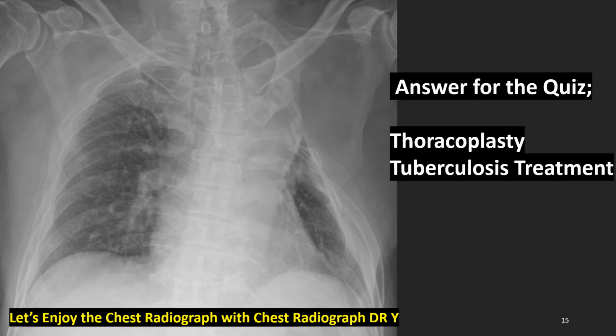Yes, we learned about large cell lung cancer. And let's go to the answer for the quiz. What is the name of the procedure? Yes, it's thoracoplasty. What for? Tuberculosis, treatment of tuberculosis. When we were poor in medicine, with no medicine for tuberculosis patients, we had such an operation as a treatment. Long ago, we used to do that.